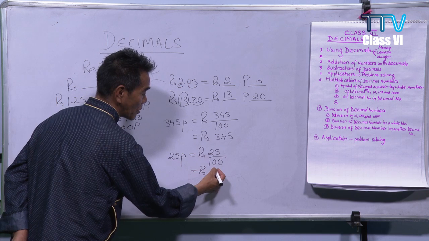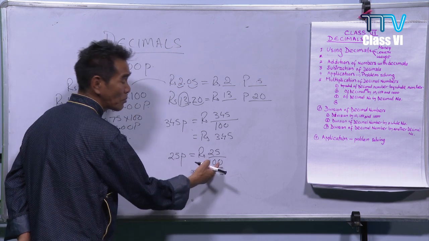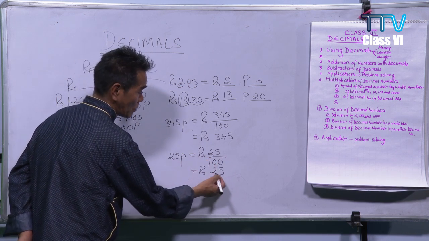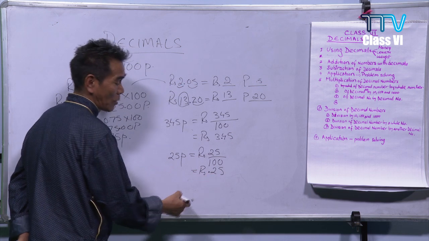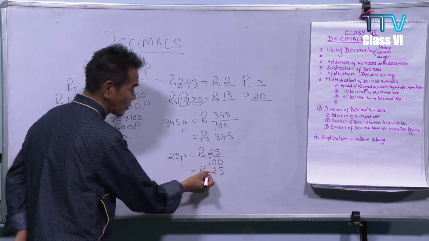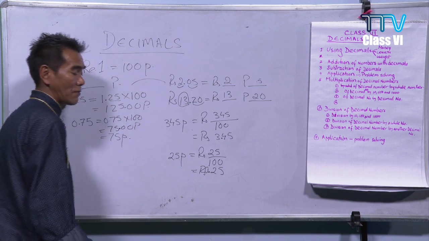You copy the numerator, 25. That decimal point, number 1, 2. So 1, 2 decimal point. 0.25, or you can write 0.25.